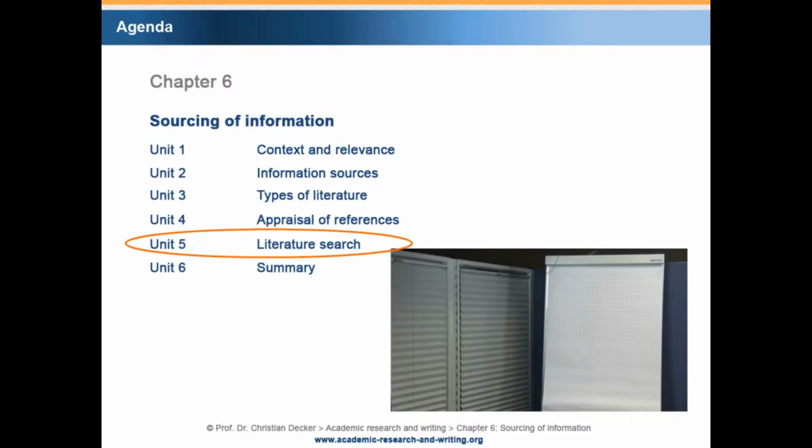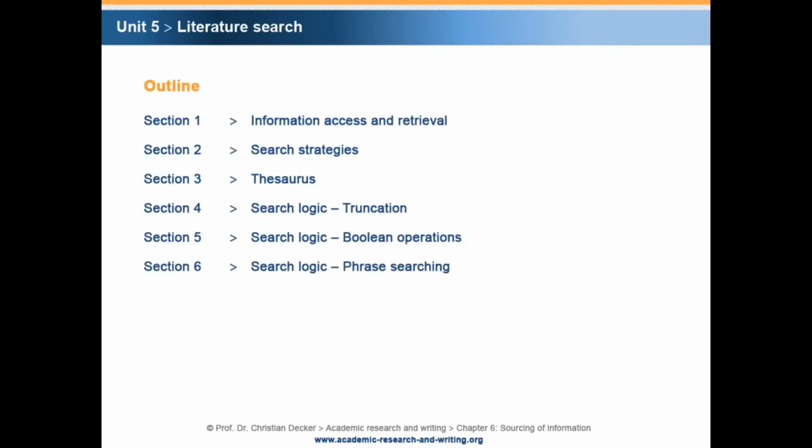Unit 5 Literature Search. This unit is divided into 6 sections. Section 1 Information Access and Retrieval.